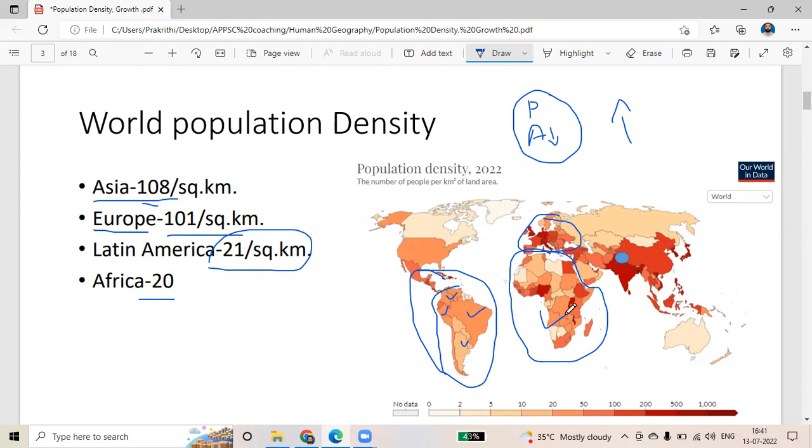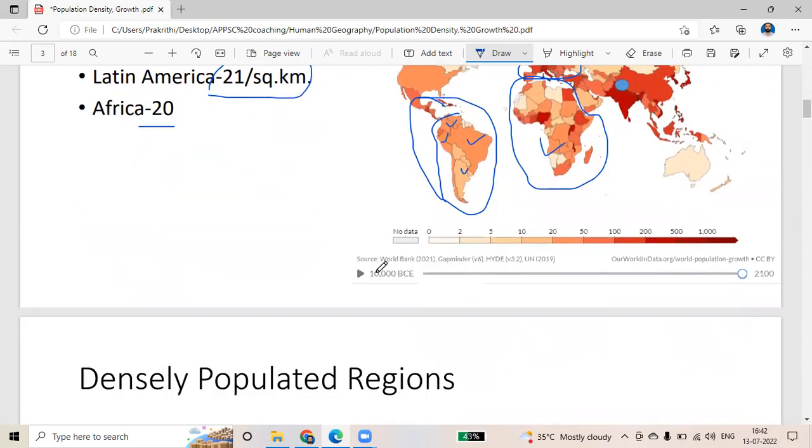अभी बाकी सब इसके नीचे 14%, 8%, so that's why I have not given this. The remaining areas, if you take, are comparatively very lesser. This is how the population is distributed on a continental basis. This is the data of 2021 by World Bank. So this is one of the latest data that we have.